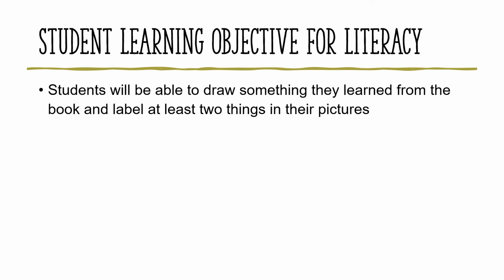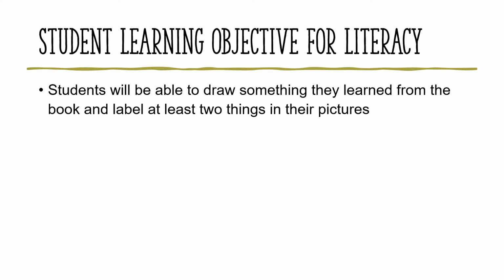Next is the student learning objective for literacy. Students will be able to draw something they learned from the book and label at least 2 things in their pictures. Now, what I'm looking for here is that your learning objective, first of all, matches the standard. You need to start with your standard. That's the first thing. When you're planning a lesson, you start with what the standard is, because that's what the state has determined we are supposed to be teaching. Then you develop a learning objective from that standard. Some people do that backwards, and that's not the best way to do lesson planning. You start with your standard, then come up with an objective that meets that standard.